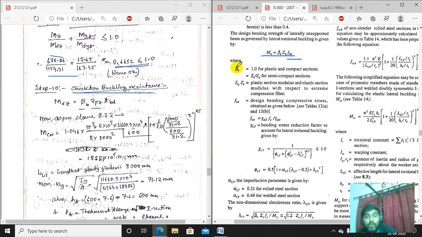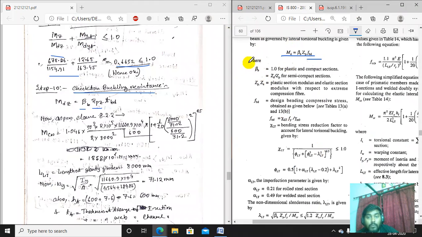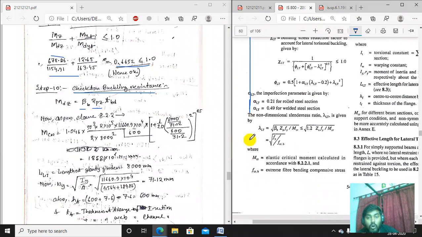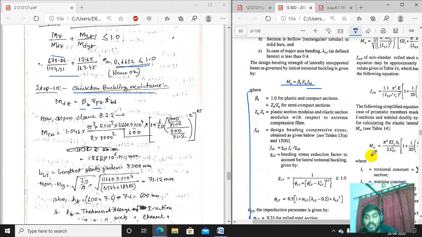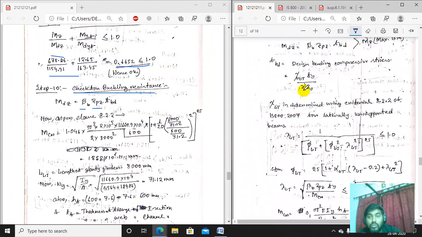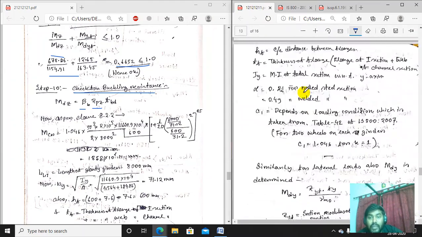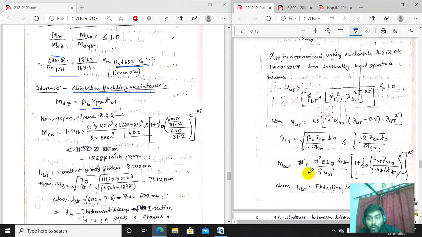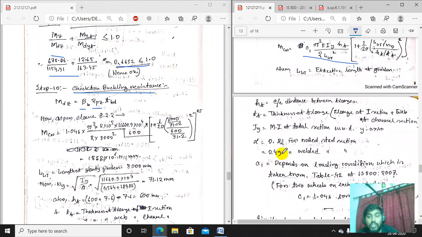For fbd we have to use all these cases. For all these cases we have to determine the Mcr from that formula. Now that formula won't be used because that Mcr is for two wheel loads. So for our case, the Mcr formula to be used is this one. Mcr, where C1 is equal to 1.046 for two wheel loads.